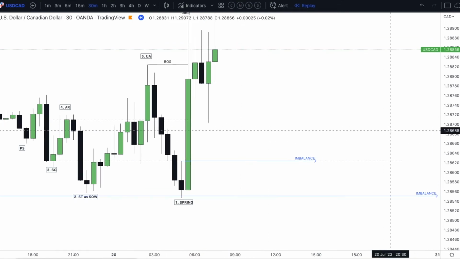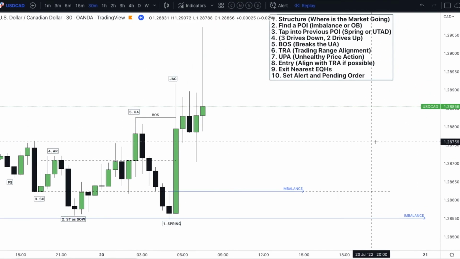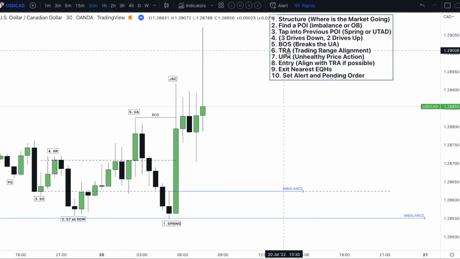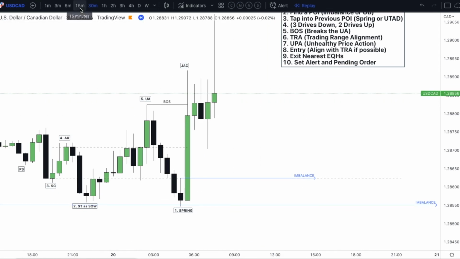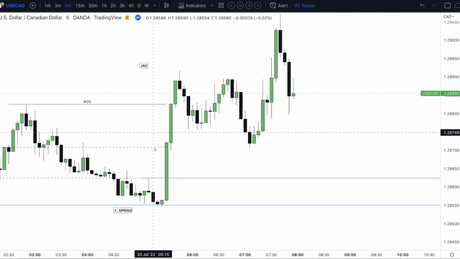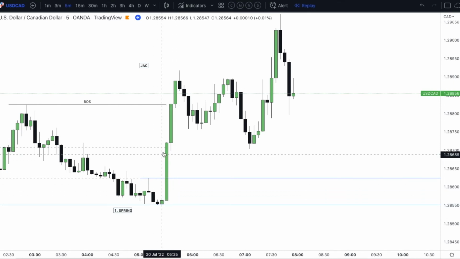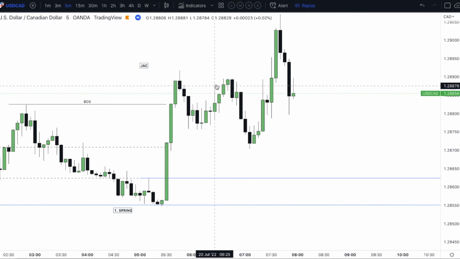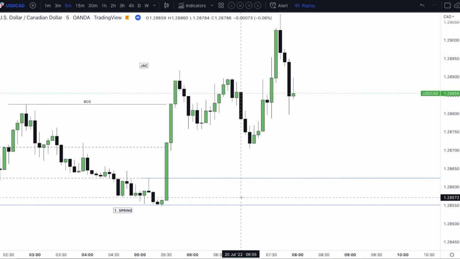Okay. So now, what does the rule say? If you have trading range alignment, you want to make sure that you have unhealthy price action. Now, what is unhealthy price action? If I drop to a smaller time frame, you would notice that this big green candle that we had here has all of these huge candles with imbalances and things like that. When you have multiple candles like this with huge price action, this is considered as unhealthy price action because you have all of these unfulfilled orders. You have imbalances that price needs to come back to actually take out.